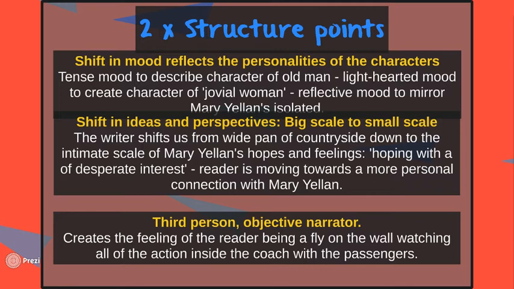Finally, in terms of the second part of the student statement, which was being made to feel like we're inside the coach with them, you might have picked up on the use of the narrative voice, so the fact that it's third person and the fact that we've got an objective narrator, which creates that sense that actually we're almost a fly on the wall. And remember, we said that the objective narrator was like a video camera and could just report on what was being seen and heard. So we get the sense that we're inside the carriage with them, a fly on the wall, watching what's happening. So that would definitely support that statement.